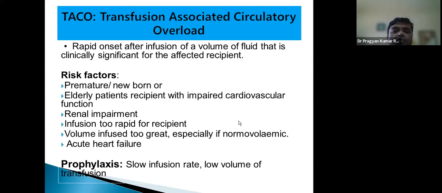Coming to the important differential diagnosis of transfusion associated lung injury: transfusion associated circulatory overload. It is rapid onset after infusion of a volume of fluid that is clinically significant for the affected recipient.